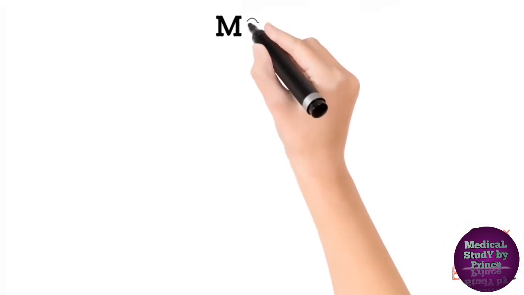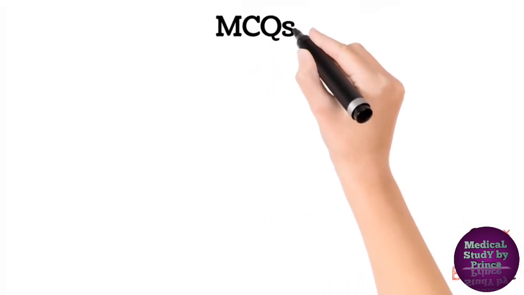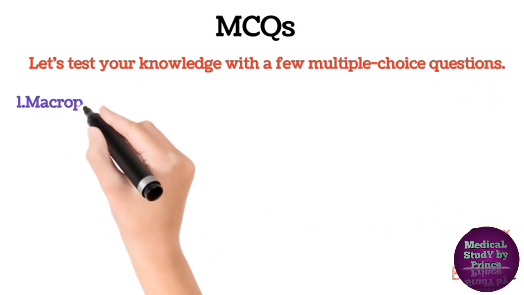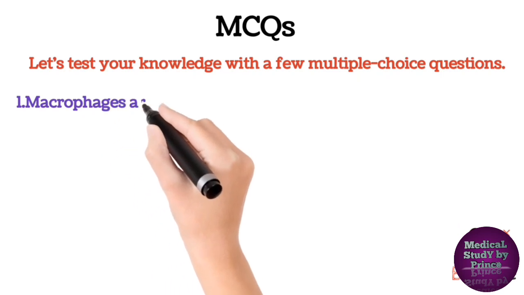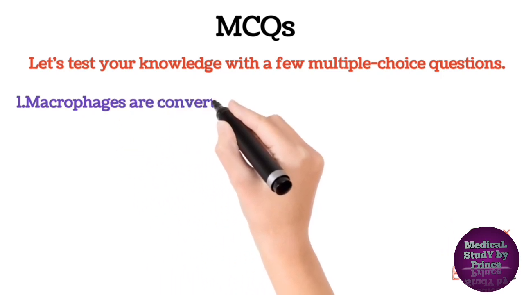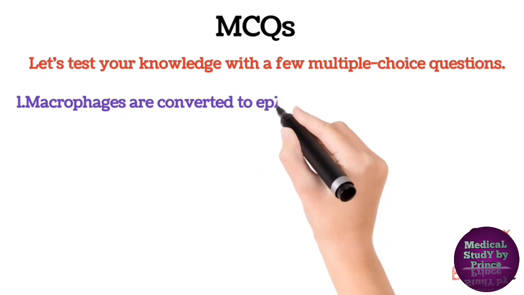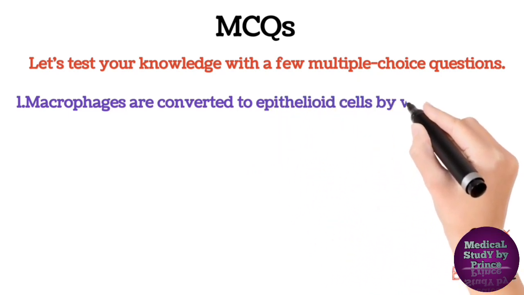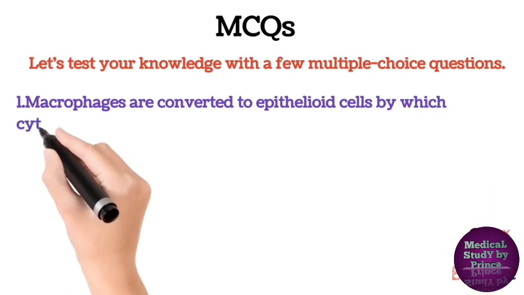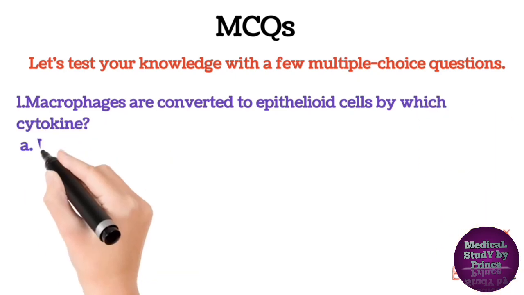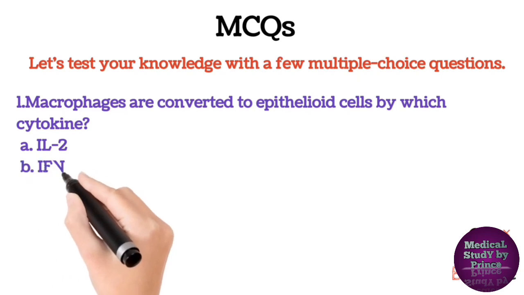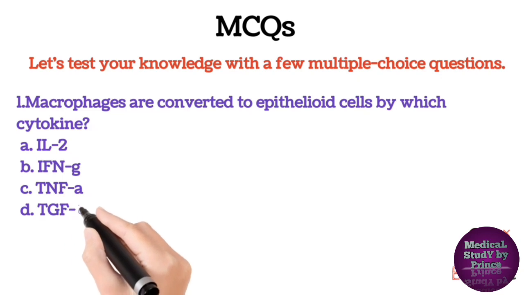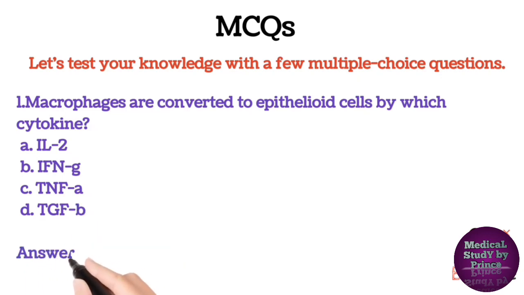Now let's test your knowledge with a few multiple choice questions. First question, macrophages are converted to epithelioid cells by the cytokine: option A, interleukin 2, option B, interferon gamma, option C, TNF alpha, option D, TGF-beta. So the correct answer is option B, interferon gamma.